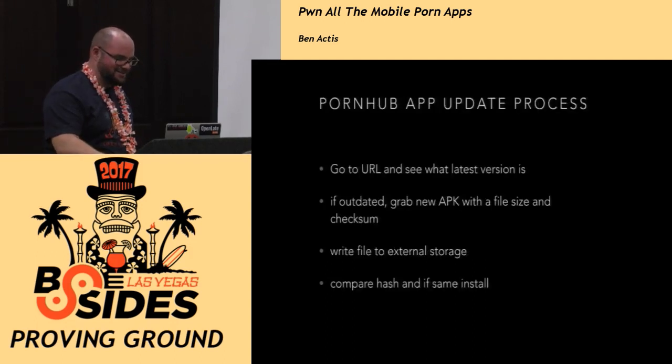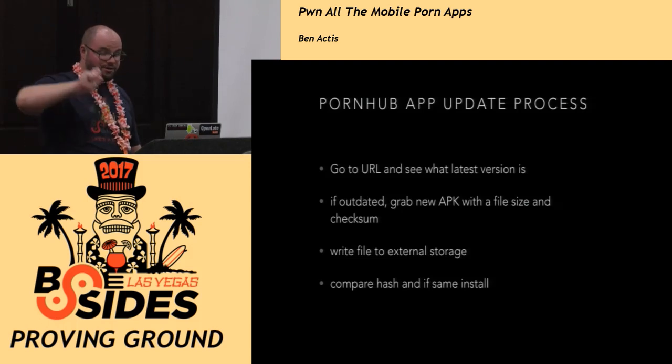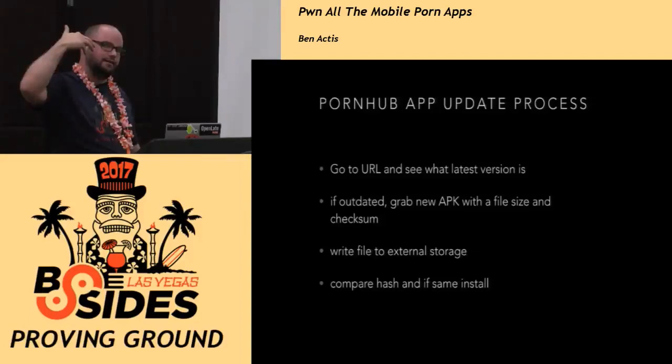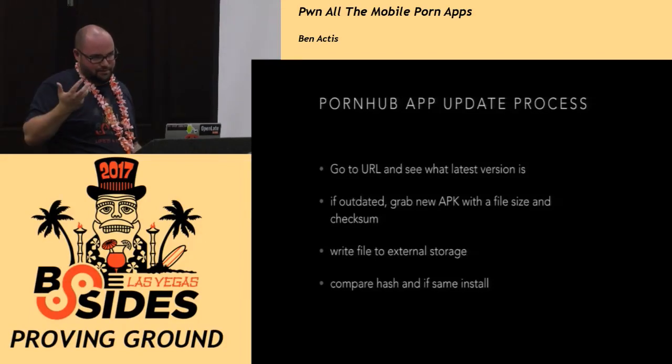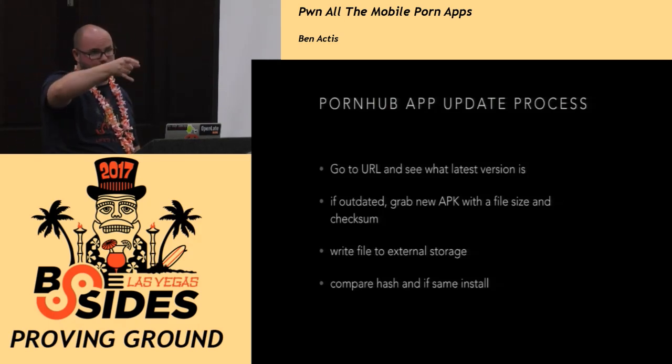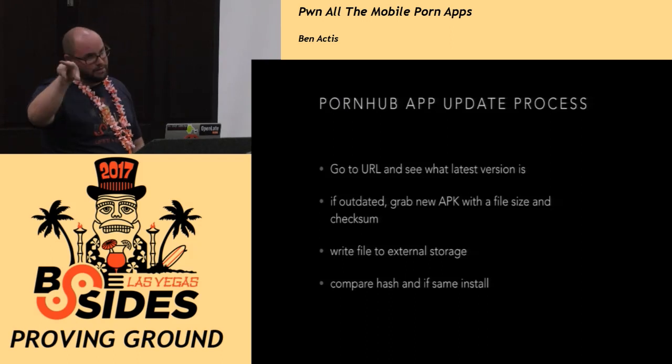The problem is, as you'll see here, how it works is it goes to a URL and says, hey, what's the latest version? Then it replies back, if it's out of date, with the link to the new APK, an MD5 of the new APK, and a file size. The problem is you're sending the new file size and hash in a mechanism which, as an attacker, I can see, so it's trivial to change. At this point, this file is written to external storage, and then they just compare them, and if that matches, then we're good.